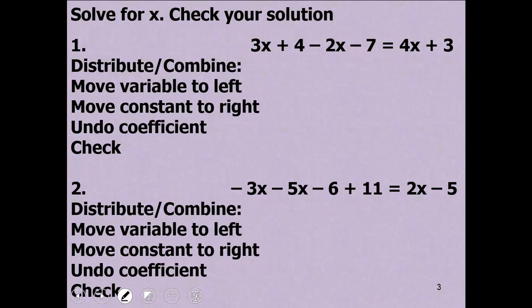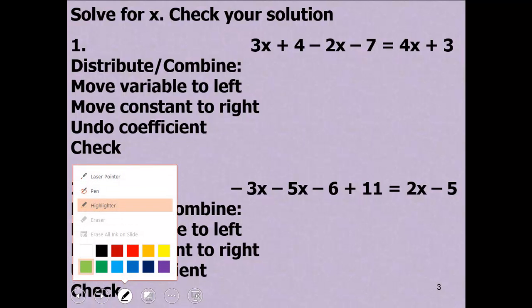Oh, I like that. I just have to tell you, I like that. All right, let's see what this is, and let's go through this process. I'm going to change my pen.